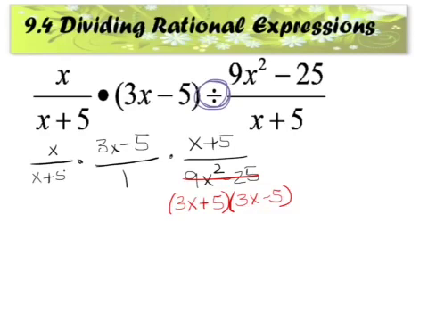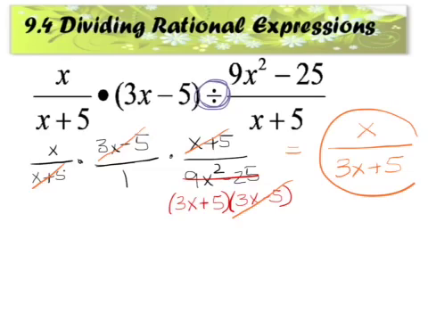Okay, and now I can start crossing things out. So I have an x plus 5 and an x plus 5, 3x minus 5, 3x minus 5, and the only things I have left are an x in the numerator and a 3x plus 5 in the denominator. And there is my simplified expression.